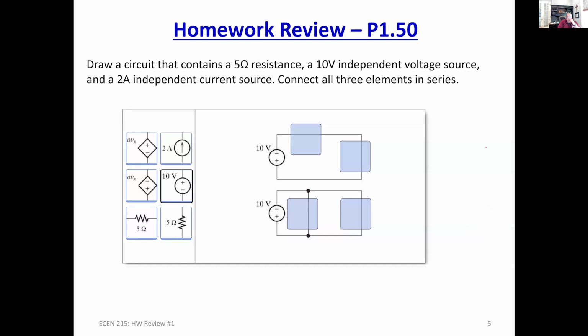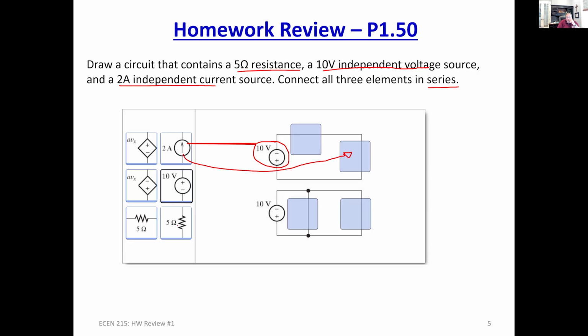So what we have here again, the emphasis is things are in series. And so what we end up with is we need a 5 ohm resistor and a 10 volt independent voltage source. So they already give you that right here. And then you have a 2 amp independent current source. Technically it doesn't matter where these elements are, but they've already got them oriented in a way. The 2 amp current source is basically vertical, and so it would go here.